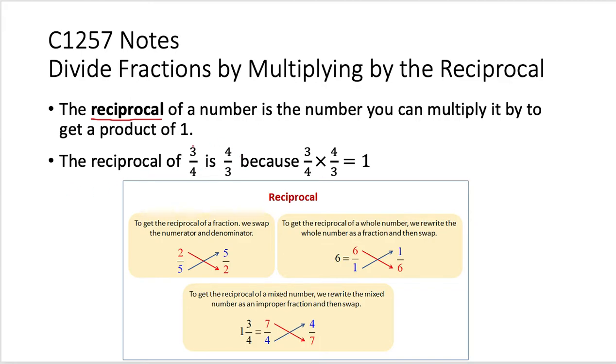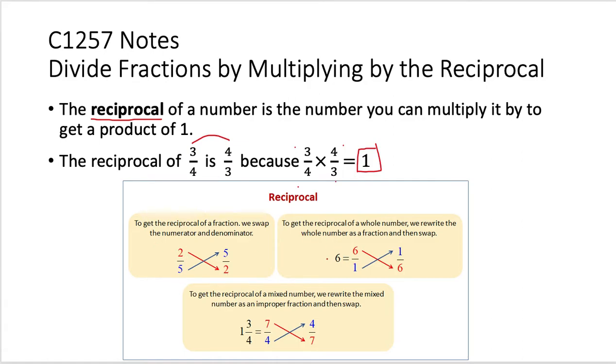So for example, 3/4 and 4/3 are reciprocals because if you multiply them, you get 1. 3 times 4 is 12, 4 times 3 is 12, 12 over 12 is 1. So when you have a fraction and you flip it upside down to multiply, that always happens because the top is on the bottom and the bottom is on the top. You end up with the same number on the top and bottom, which equals 1 if it's a fraction. So to get a reciprocal of a fraction, you just swap the numerator and denominator.